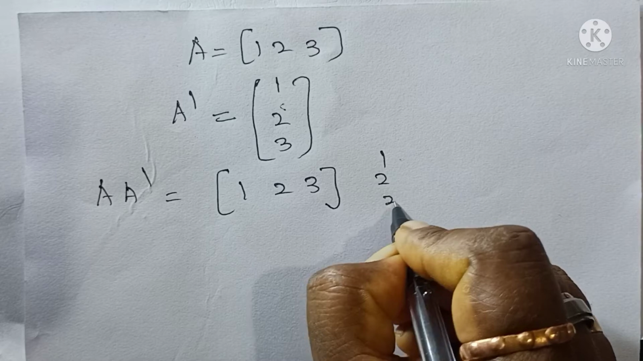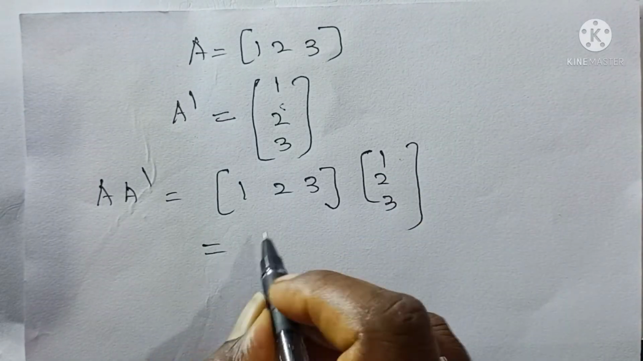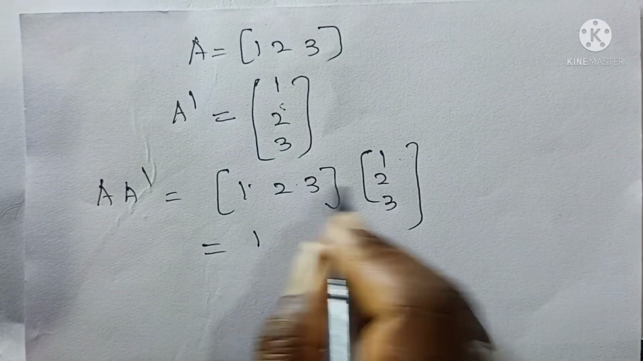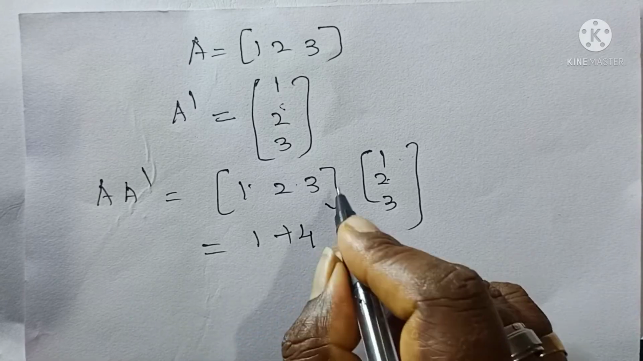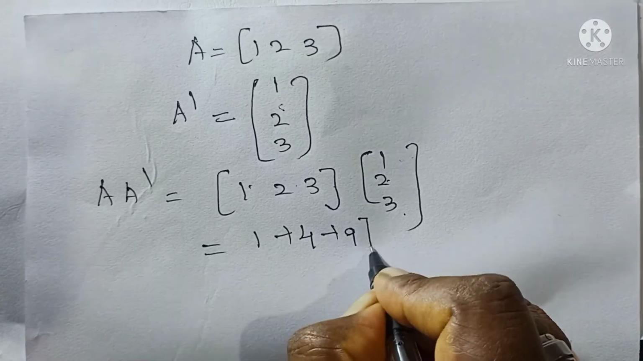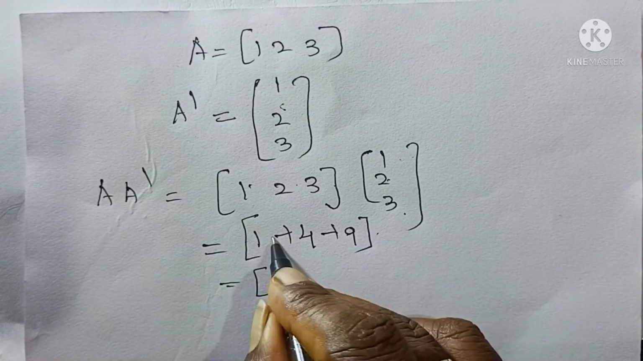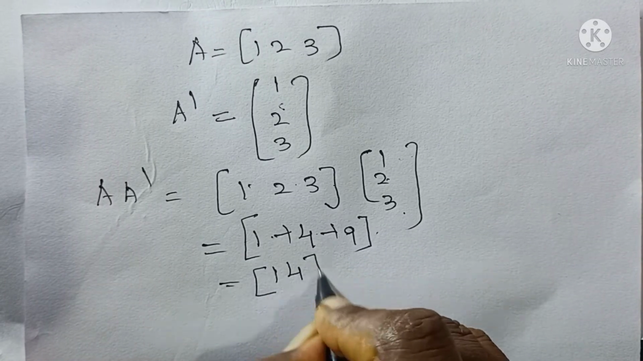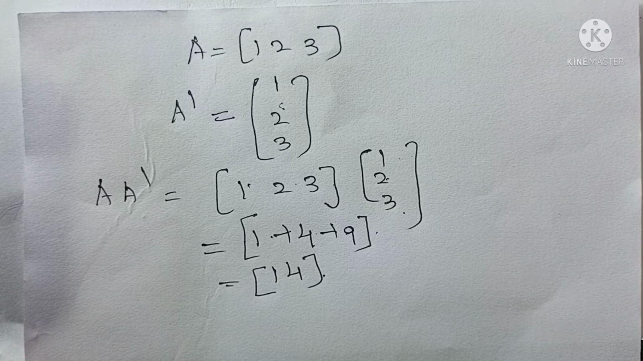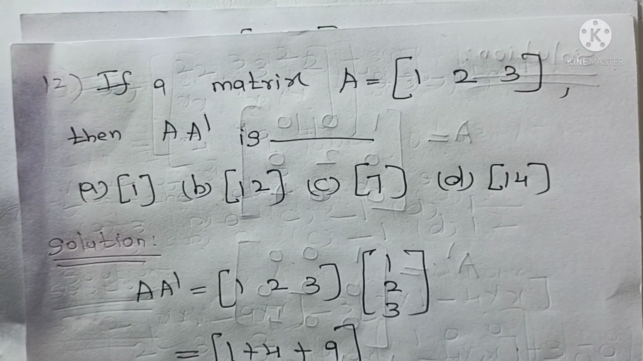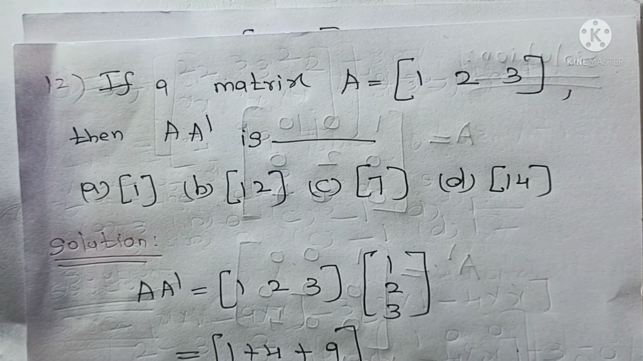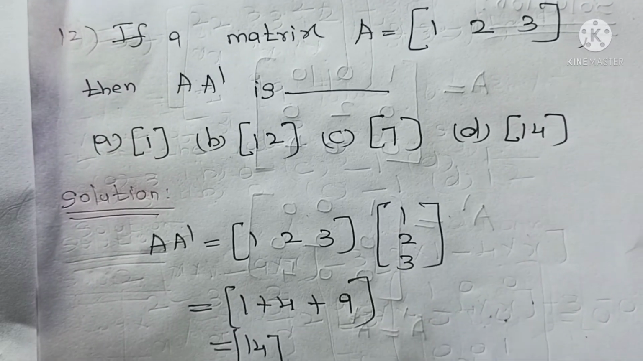Then 1, 2, 3. Which is equal to 1 into 1, 1, 2 into 2, 4, plus 3 into 3, 9. Don't forget to put this bracket. This is equal to 9 plus 1, 10, 10 plus 4, 14. So, 14 is the answer. So, option D is the correct answer. So, this is the question and this is the answer.